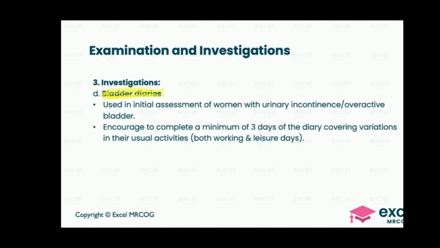So the next thing that you do: the patient comes to you in your clinic, first you take a good history, you examine her, you do a urine dipstick. Based on that, you check her midstream urine. You can even do an ultrasound for residual urine, depending on what symptoms she has. And then you tell her, maintain a bladder diary. All right, is that very clear so far? Okay, so let's revise. The first thing, what would you do?